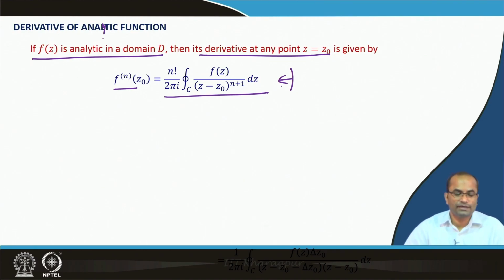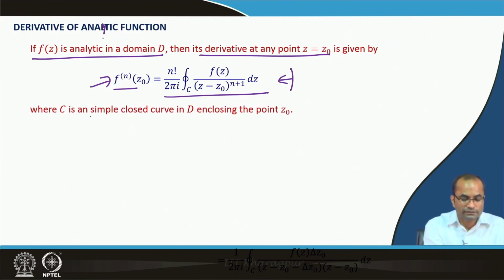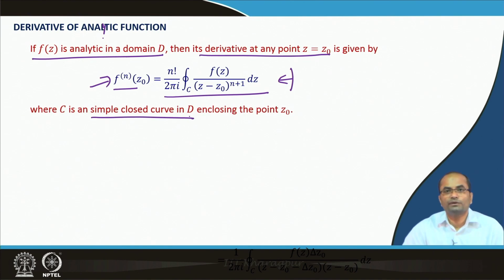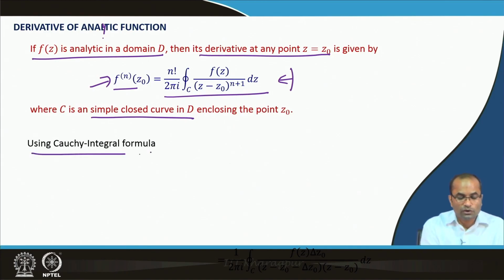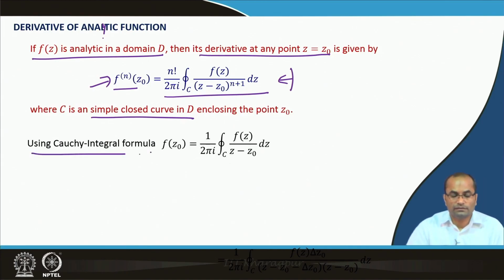So, that has nice applications, and a very interesting fact is that the derivative of this function, which is analytic, we can compute with the help of such a curve integral. Here C is a simple closed curve in D enclosing the point z0. That is the only condition: we can take any C which encloses the point z0 and lies in this domain D where your function is analytic. So, using the Cauchy integral formula we can realize the above result.